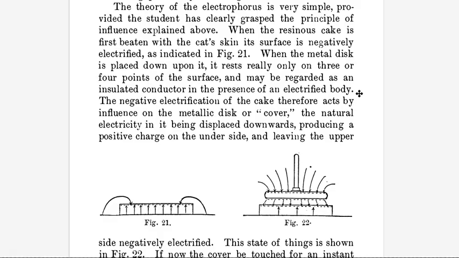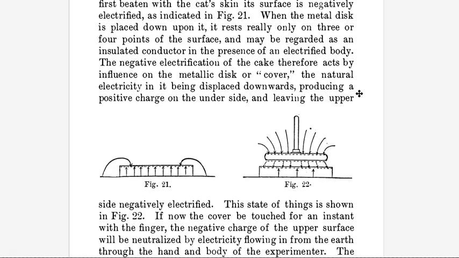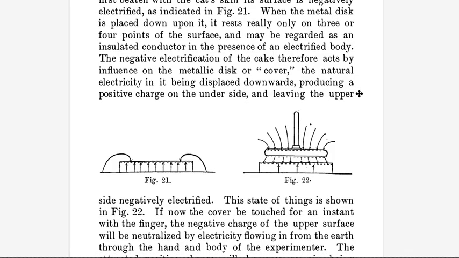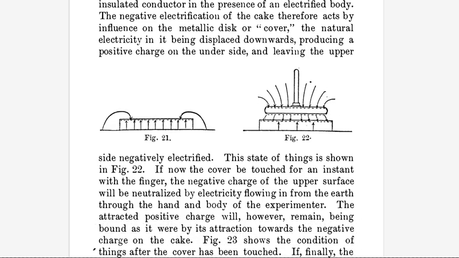When the resinous cake is first beaten with fur, its surface is negatively electrified, as indicated in Figure 21. When the metal disc is placed down upon it, it rests really only on 3 or 4 points of the surface, and may be regarded as an insulated conductor in the presence of an electrified body. The negative electrification of the cake therefore acts by influence on the metallic disc or cover, the natural electricity in it being displaced downwards, producing a positive charge on the underside, and leaving the upper side negatively electrified. This state of things is shown in Figure 22.